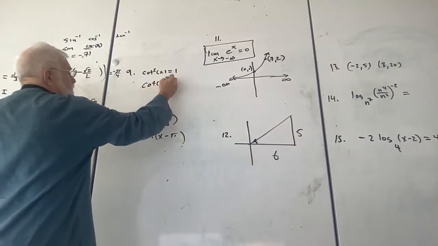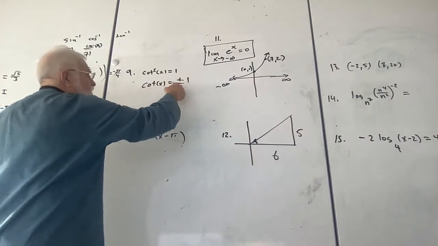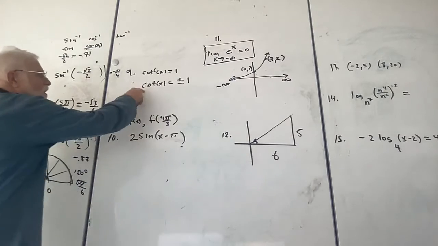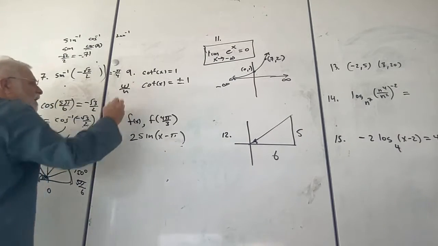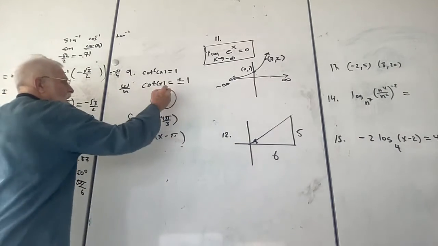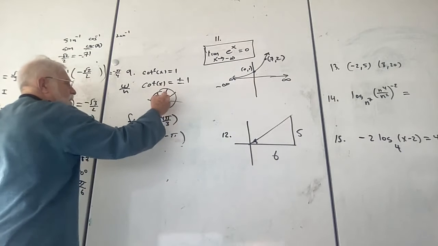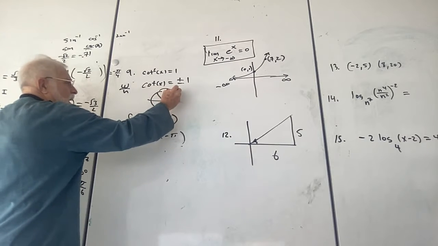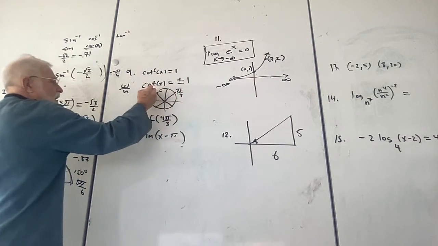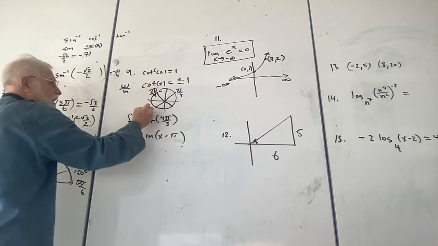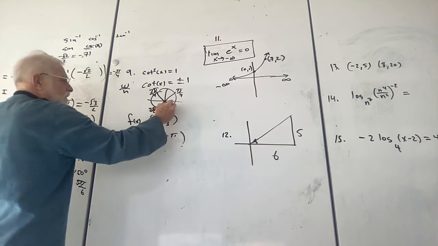Cotangent of x equals plus minus 1. People are still forgetting the plus minus. Cotangent is really the width divided by the height in the unit circle, and that occurs at the 45s. So pi over 4, 3 pi over 4, 5 pi over 4, 7 pi over 4.